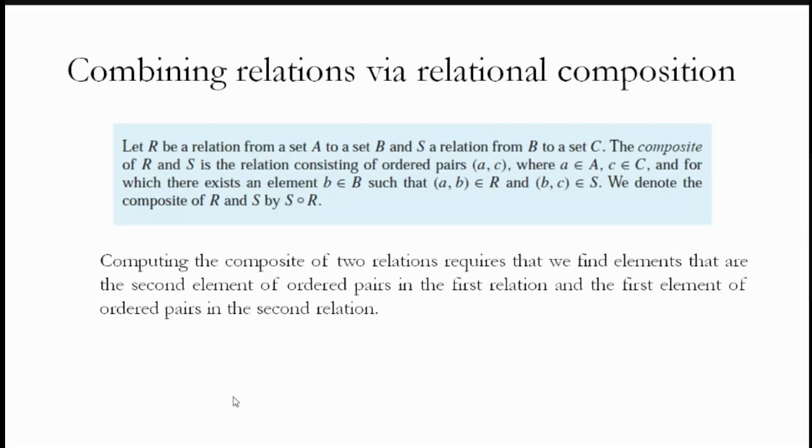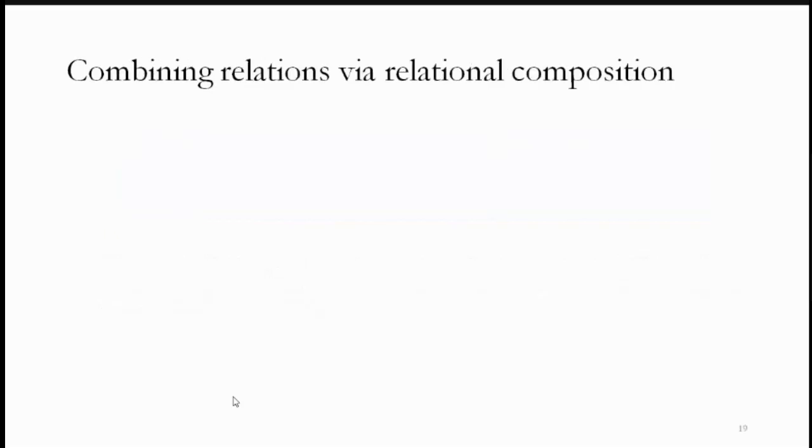Computing the composite of two relations requires that we find the element that is the second element of the ordered pair in the first relation, that is x, and the first element of the ordered pair in the second relation. Now x comma b may, okay, x is the first element. So x was matched. In such cases, we'll make the composite ordered pair, that is a comma b. We'll see this in the next slides.